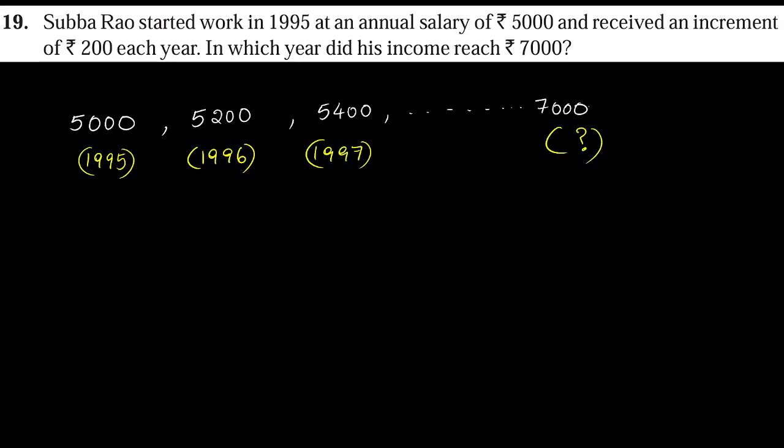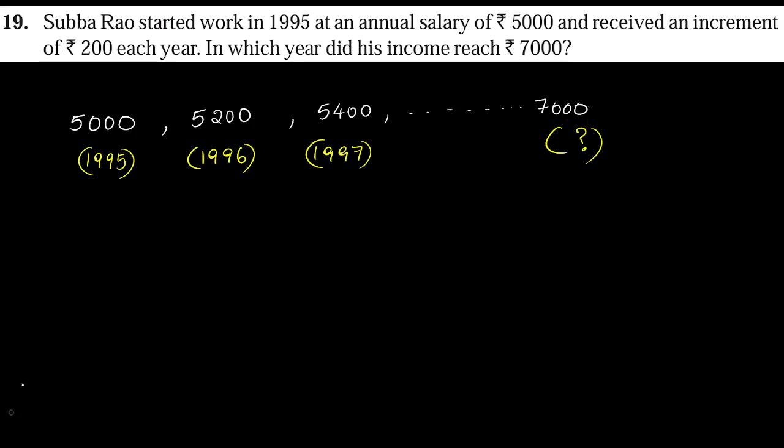In order to find the year, first I want to find out how many terms there are. If we know the number of terms, it is not difficult to find the year. For finding the year, I need the number of terms in this progression. So let me find out the number of terms first.